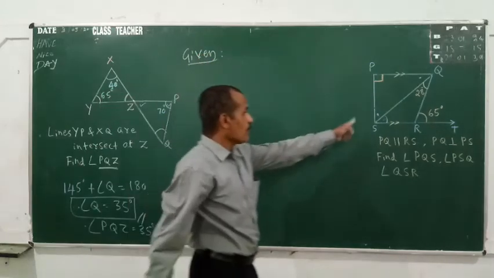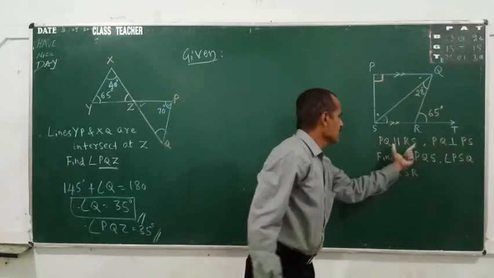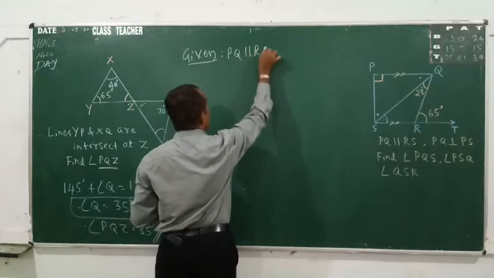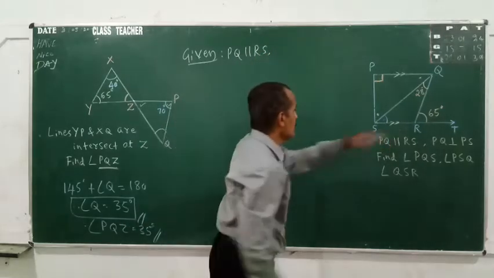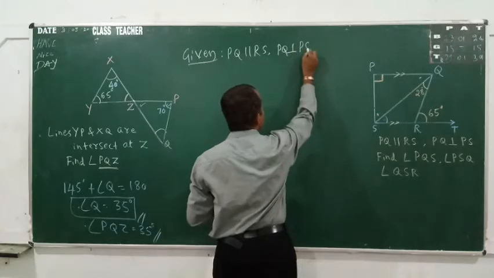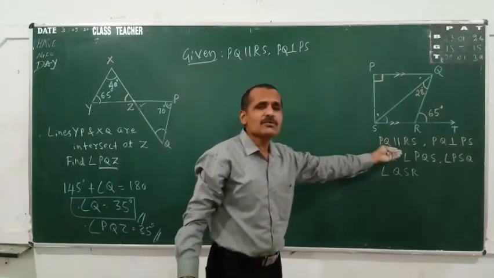For this given problem, what is given? It's very simple. From the problem itself we choose. These two are parallel. PQ is parallel to RS. And what is given? PQ is perpendicular to PS. See, no need to search. In the problem itself you will get what is the given.